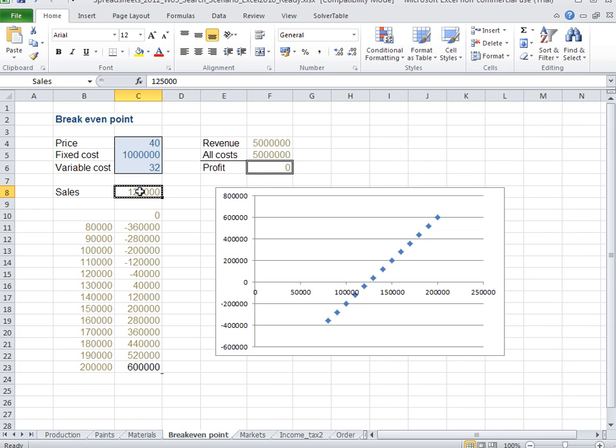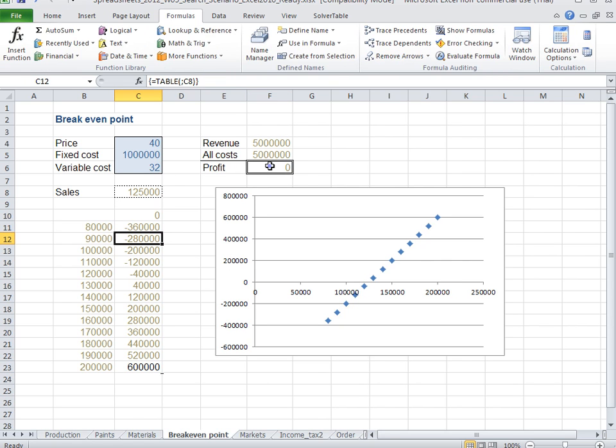actually we have just learned it, and via that example we've learned goal seek, data table, and formula auditing.